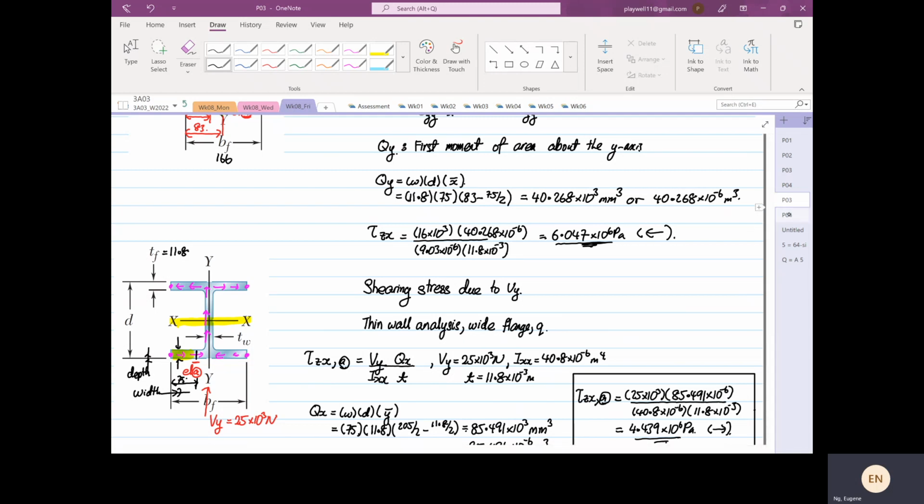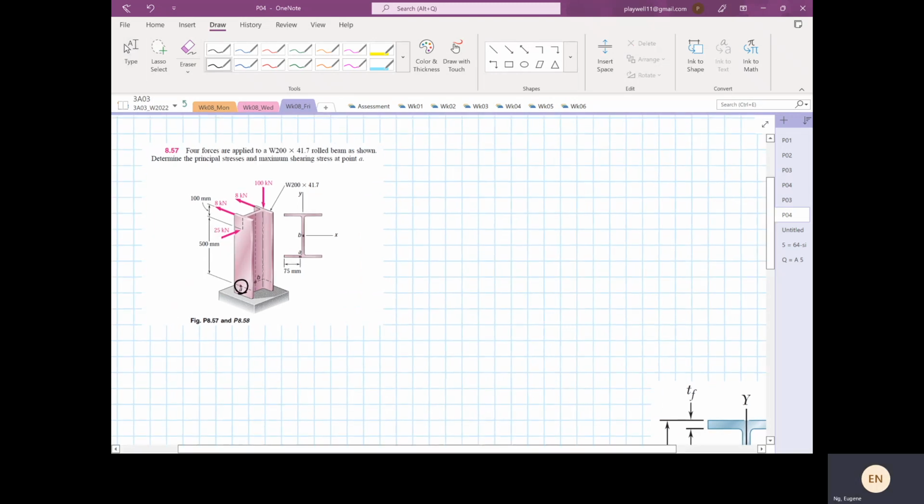Okay, so now we are going to construct element A. We're going to draw element A and put the related stresses. So I'm going to sketch element A. And then we have our transformation. This is our X, this is our Y, this is our Z.